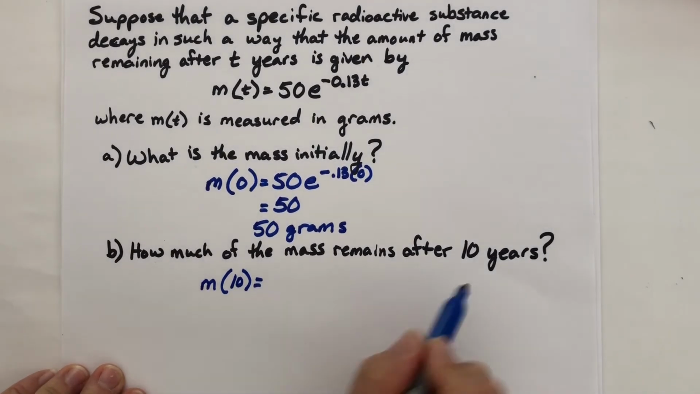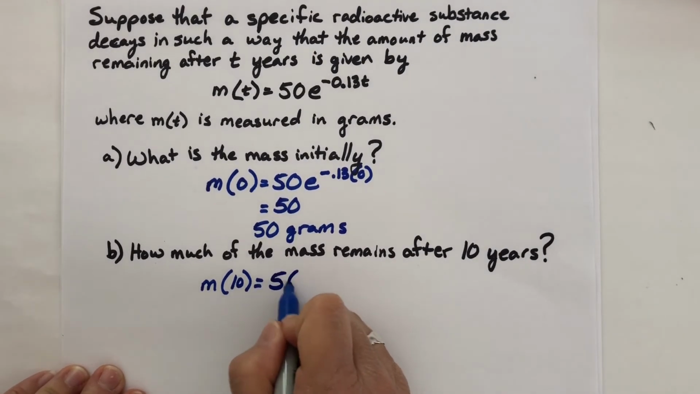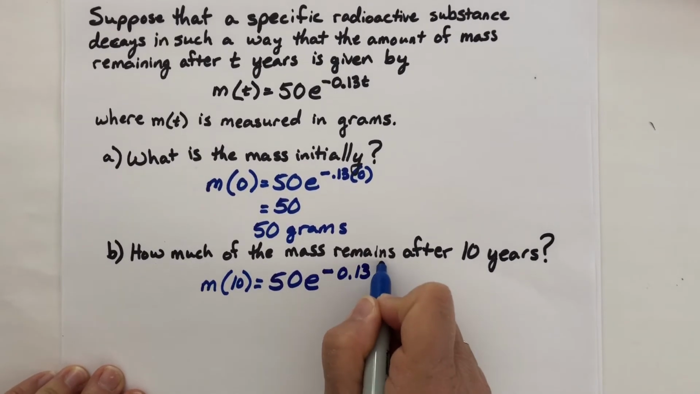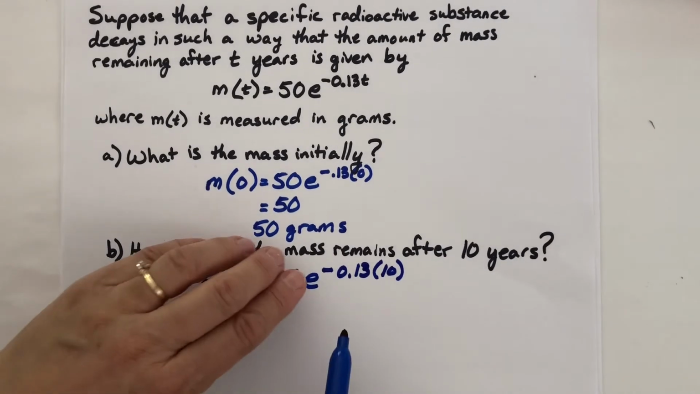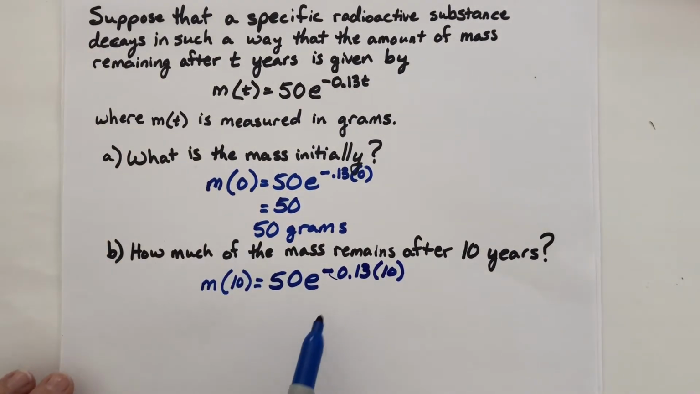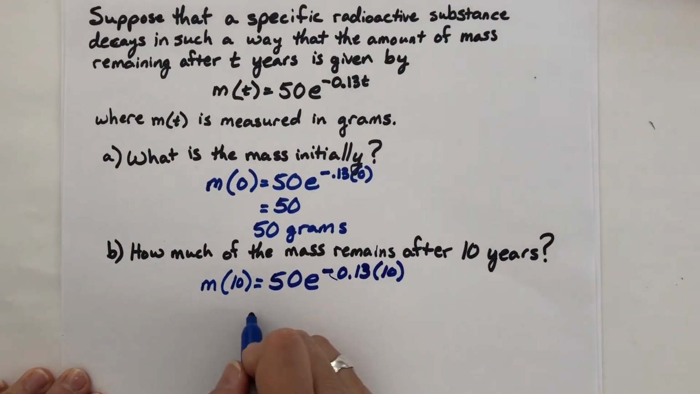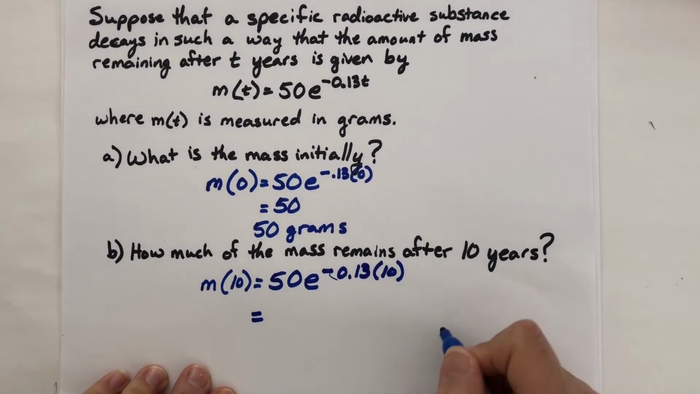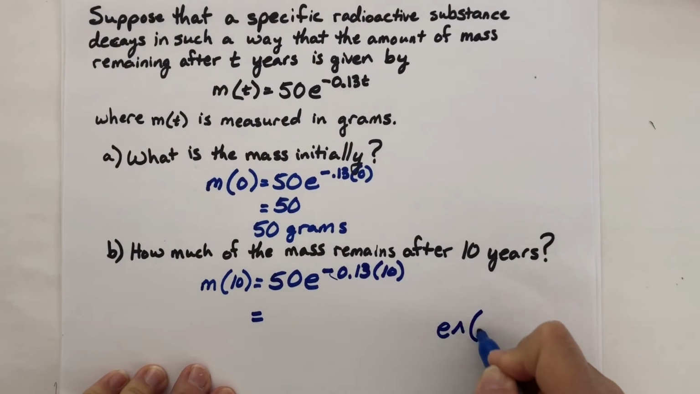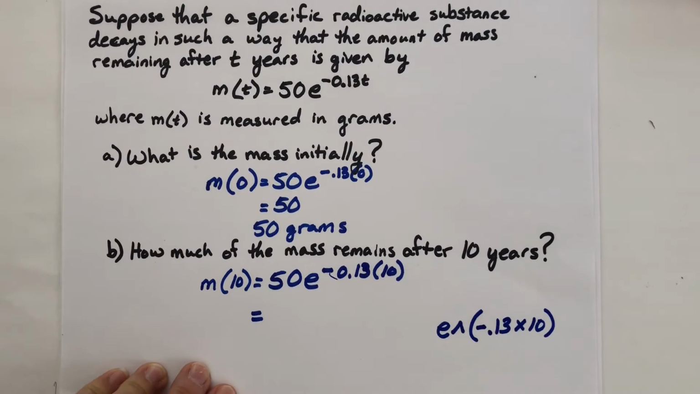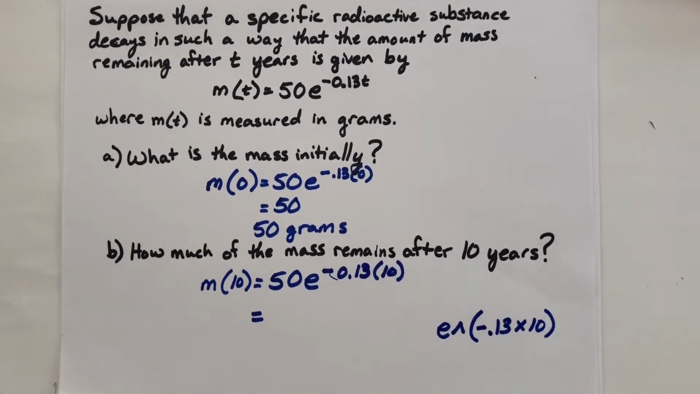So let's pop in 10. We have 50 e to the negative 0.13 times 10. Make sure on your calculator that you put in this entire quantity as the exponent on your e. So in other words, when you punch into your calculator, it's e to the negative 0.13 times 10. You'd want parentheses around that entire exponent. So let me punch it in, see what I come up with. You do the same.